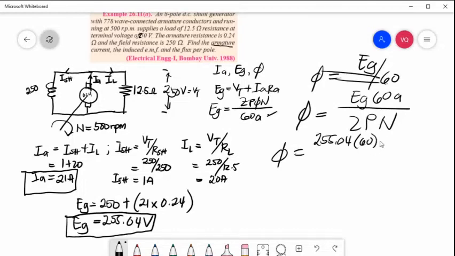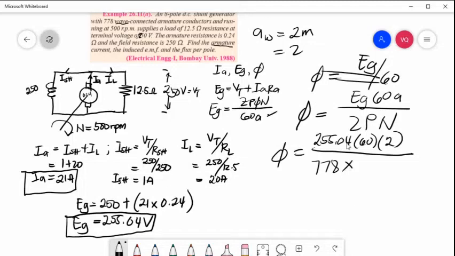So, flux is equal to 255.04 times 60 times A. What is our A? Since this is a wave winding, A is equal to 2. Times 2 all over the conductors, which is 778, times the number of poles, we have 8, times our speed, which is 500. So the flux per pole now will be equal to 9.834 milliweber.